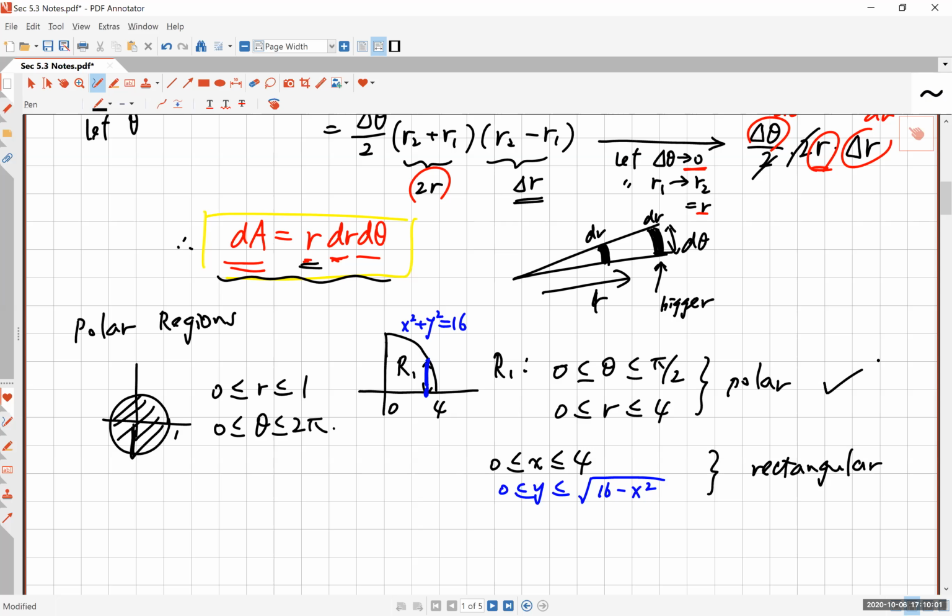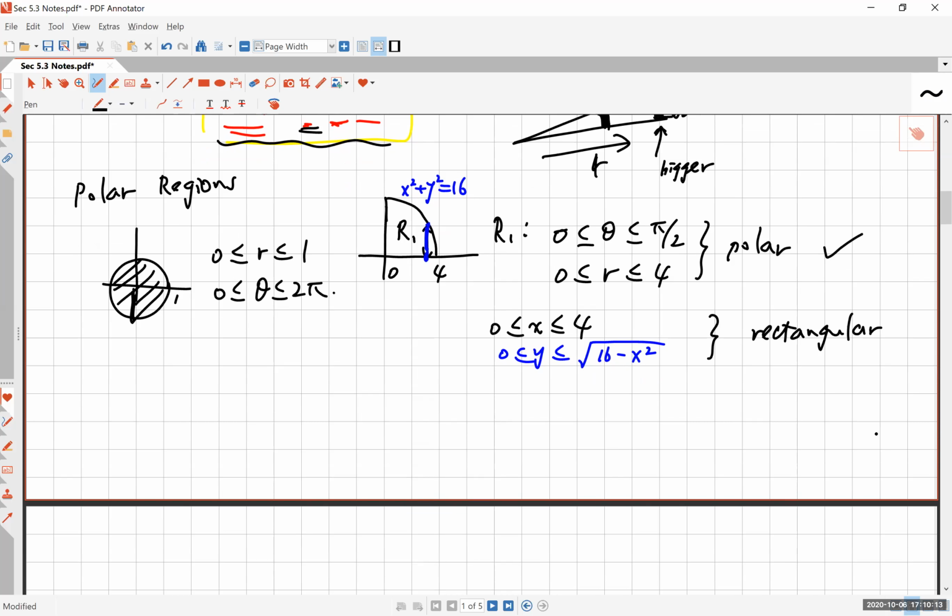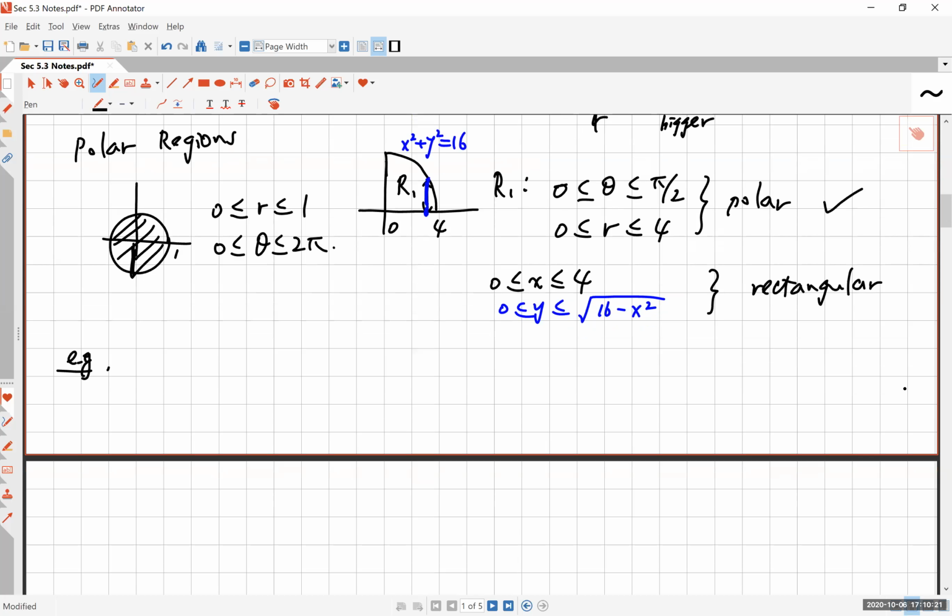I say this is easier, and this is much simpler. So whenever your region is a circle or part of the circle, or it has something to do with the circle, then what you want to do is to use polar integrals as opposed to rectangular integrals. All right, so let's do an example. It's a classic example where we know the answer first, right? Let's integrate 1, f of x, y.